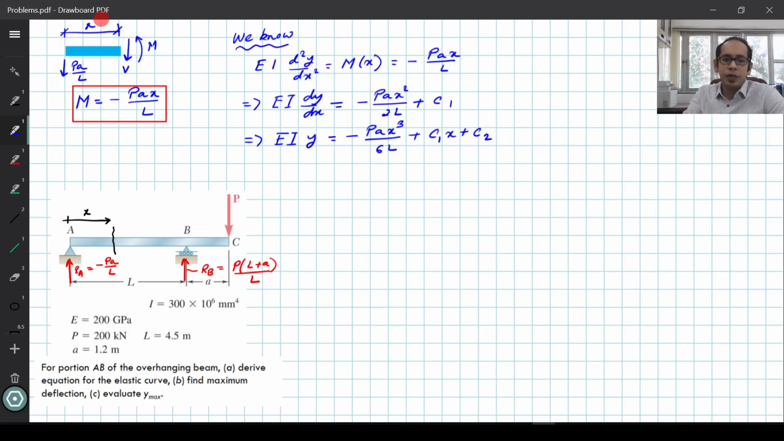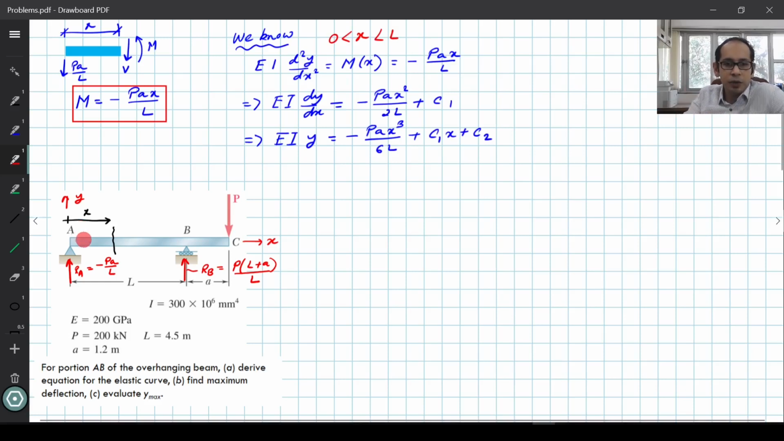Now for my boundary conditions, remember, this expression for the moment is valid from x equals 0 to x equals L. So here maybe I go ahead and draw my axis. This is my positive y and this is my positive x, and this expression is valid from x in 0 to L, that is over here.